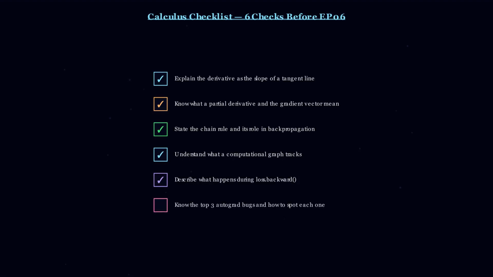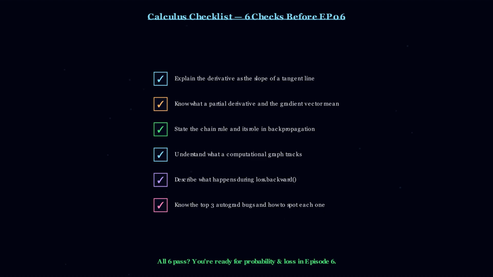Before episode 6, run through this checklist. Every item protects you from a confusing training bug later. Check 1. You can explain the derivative as the slope of a tangent line. Check 2. You know what a partial derivative and the gradient vector actually represent. Check 3. You can state the chain rule and explain why it's the mechanism behind backpropagation.